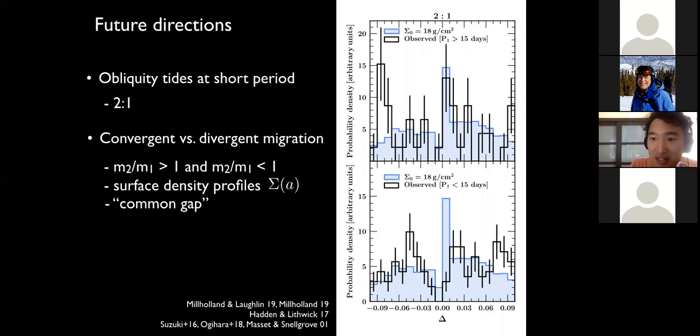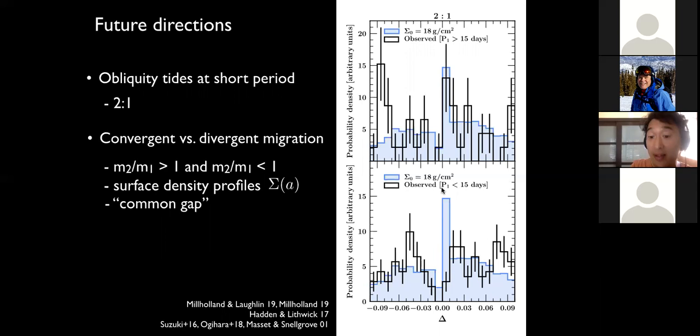It looks okay, kind of. Here's the results, the solid histogram for the 2-1 now. The blue histogram is the model that was not fitted for the 2-1, but fitted for the 3-2. And this is what we get, encouraging. But it doesn't look very good at all at short period. At short period, the data look like this, the solid histogram, and then the model looks like this.